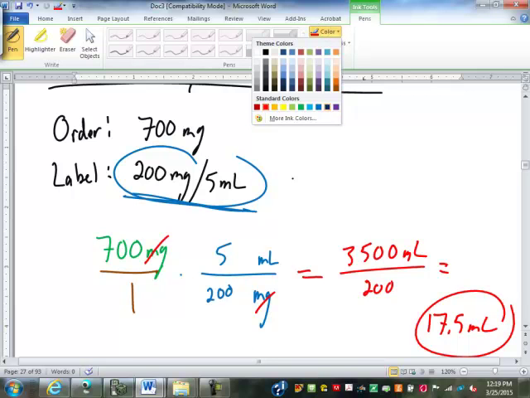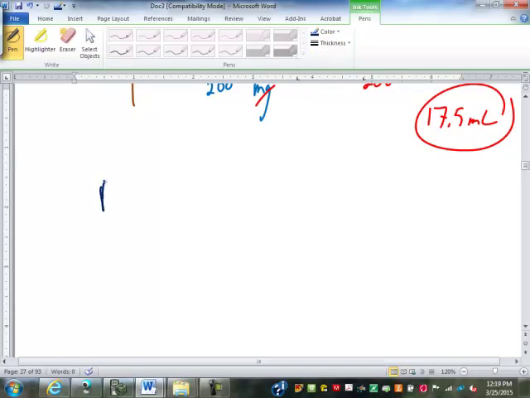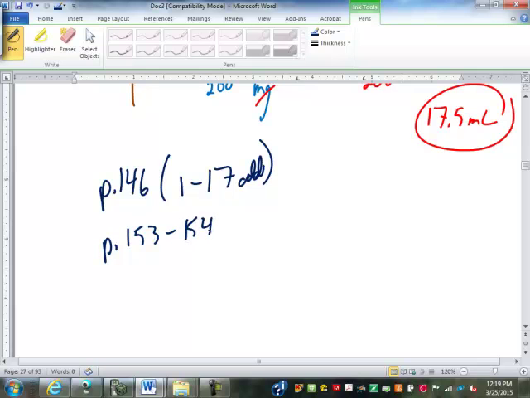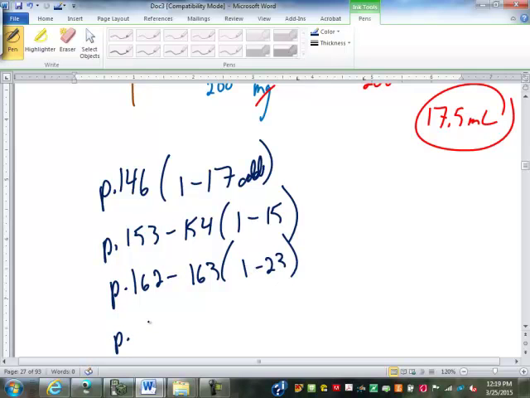Okay, we're running really short on time, so let me give you your homework. In the book, page 146, 1 through 17, the odds, covers the concentrations. Page 153 through 154, 1 through 15, talks about the syringes. Page 162 through 163, 1 through 23 is starting the dosage calculation formulas. And page 168 through 169, 1 through 19, is dealing with constituting a solution and stuff like that. You can do the odds in each of these, by the way. I just wanted to make sure we didn't get cut off before I got them up here.